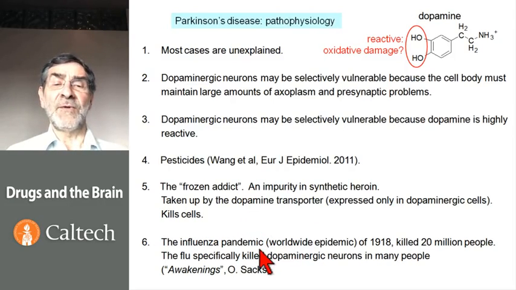Even before then, the influenza pandemic, worldwide epidemic of 1918, killed 20 million people. In many people, the flu specifically killed dopaminergic neurons. Some of the survivors of that epidemic lived through the 60s, and they were studied when Oliver Sacks was a young doctor in the Bronx, I believe. And that was the story of his book called Awakenings and of the film based on that story. He has gone on to write many wonderful books at the intersection of neuroscience and medicine.